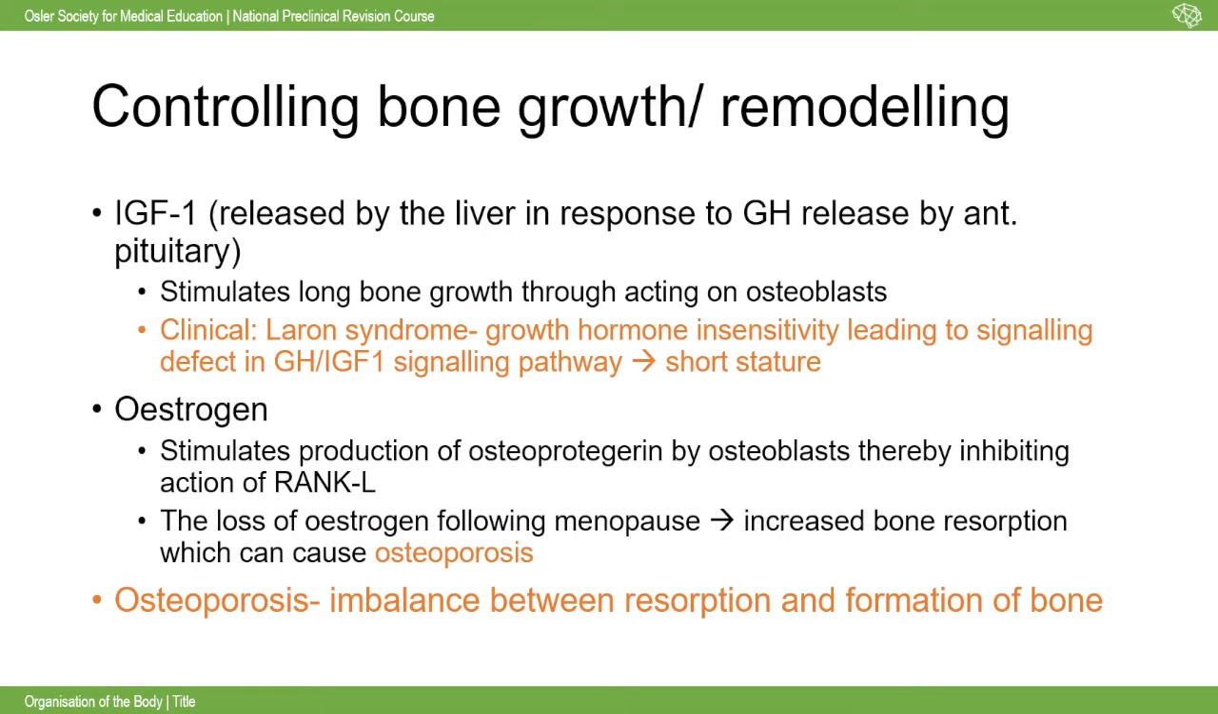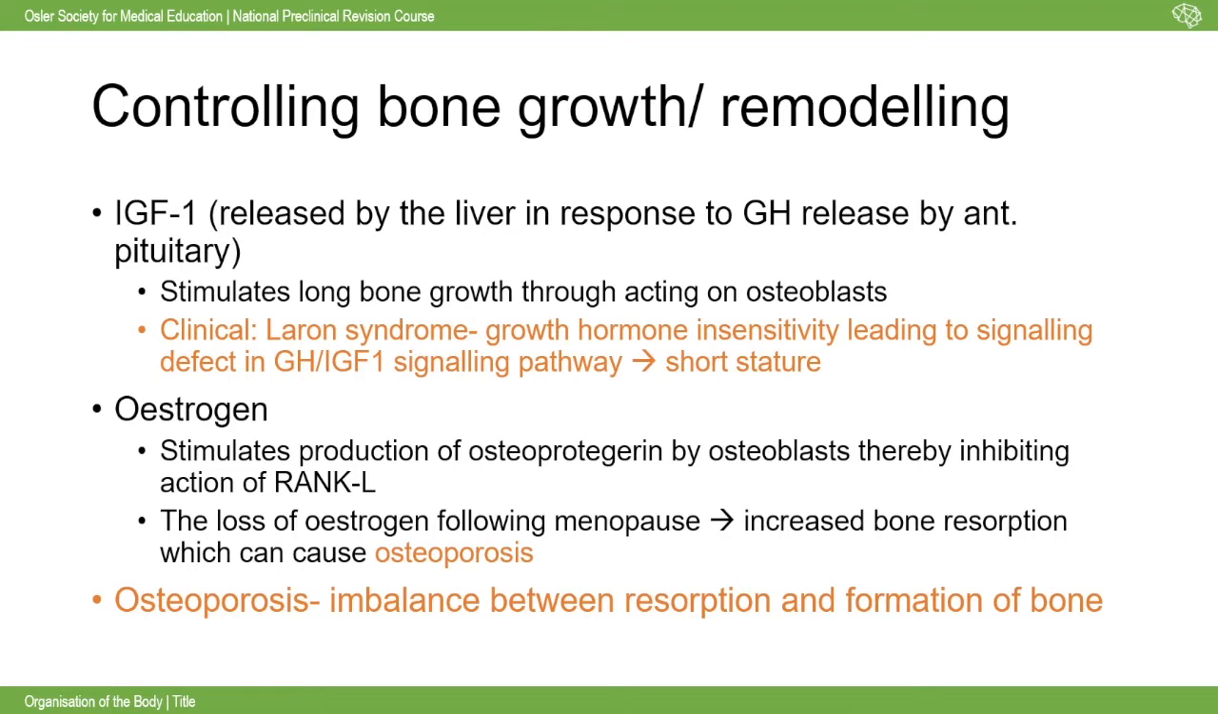So it stimulates osteoblast activity, so we're going to have greater bone formation. An example, if you're thinking about this in a Part B context, where you need some kind of clinical relevance to support your point, is Laron syndrome, in which growth hormone insensitivity leads to signaling defects between this pathway of growth hormone to insulin-like growth factor. And this results in a really short stature because you're not getting this action of osteoblasts, and therefore you're not going to get your bone growth.